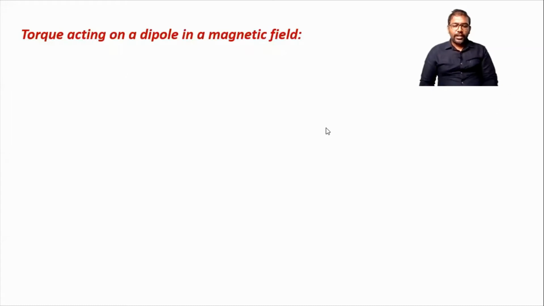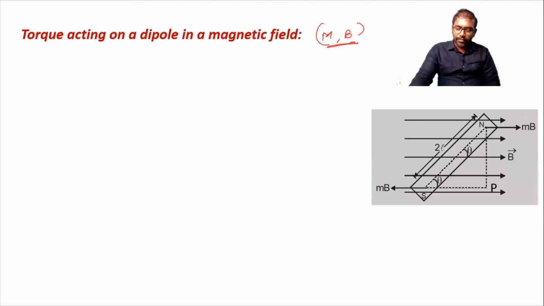Now the next article is torque acting on a dipole in a magnetic field. We consider a magnetic dipole of dipole moment capital M placed in an external magnetic field B as shown below. You can see here this is a dipole which is placed in a magnetic field whose magnetic induction is B.